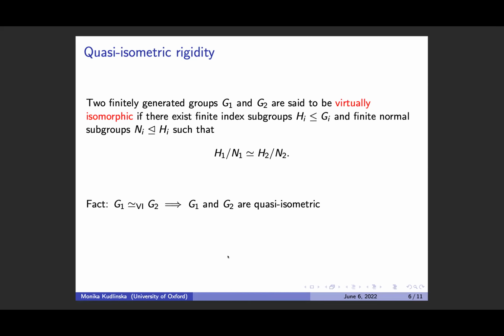But of course, the main question is, when can this implication be reversed? So when is this the worst possible thing that can happen? And this has really motivated geometric group theory research for the past 20 or 30 years, ever since Gromov first talked about this concept.